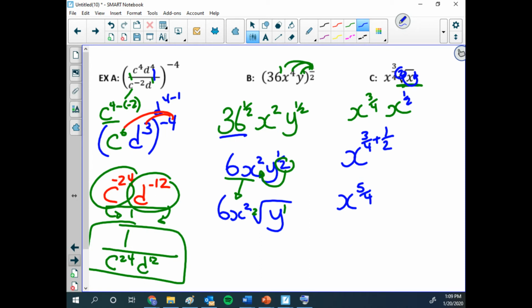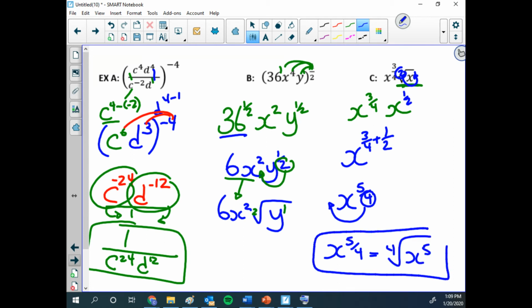Or what's my other answer? Does anybody know? Other answer. Yeah. So that could be my one answer, x to the 5/4. That's equivalent to take that denominator, becomes the index, the 4th root of x to the power of 5, right? So you might see either of those forms for your final answer on the test.